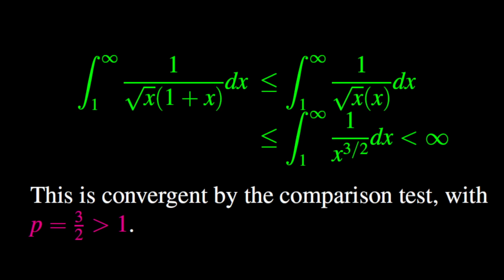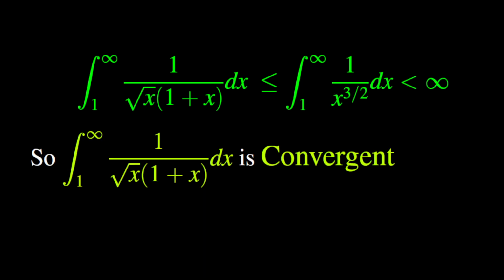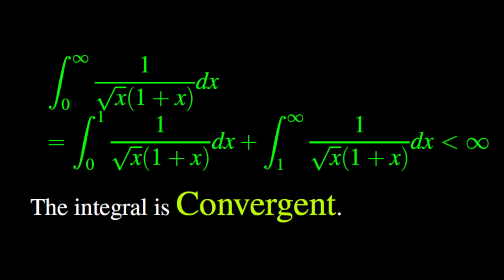This integral is convergent by the comparison test with the test function 1 over x to the power p, with p equals 3/2 which is strictly greater than 1. So this integral from 1 to infinity of 1 over square root of x times 1 plus x dx is convergent. In sum, the integral from 0 to infinity of 1 over square root of x times 1 plus x is convergent because it is the sum of two convergent integrals. Now given this integral is convergent, we have to compute its value.